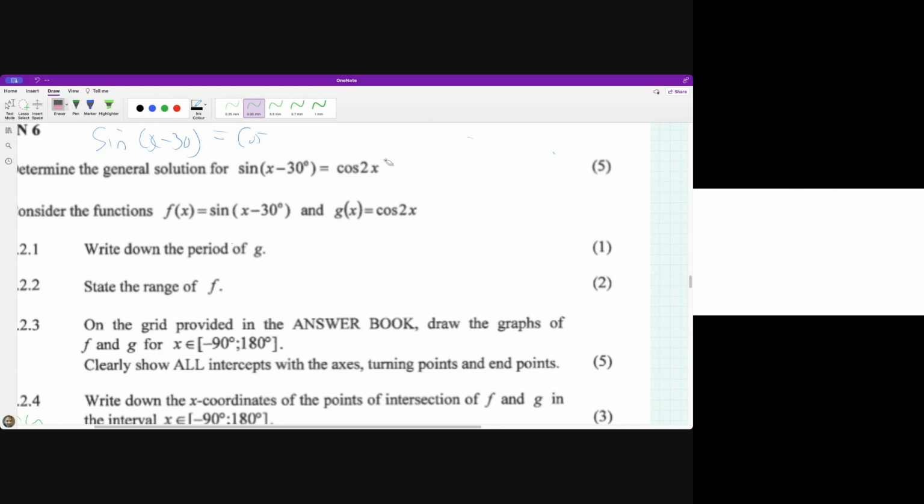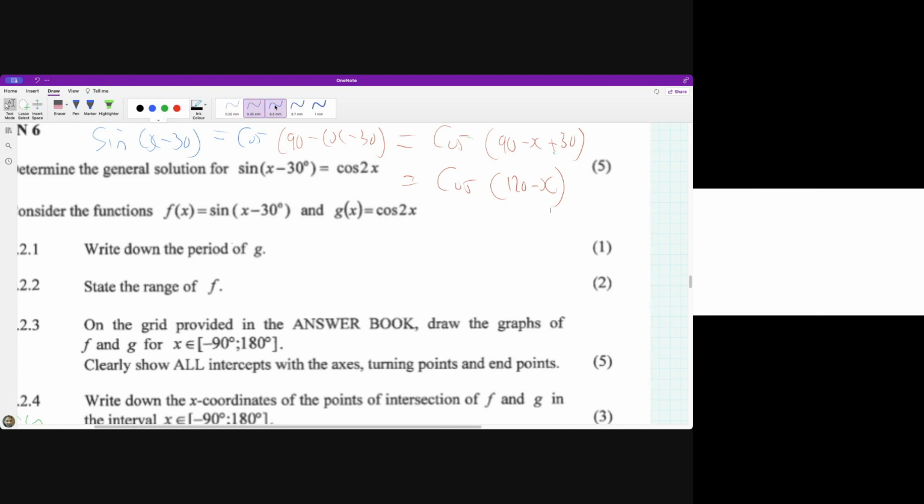So we are going to change the sine of x minus 30 to cos. Oh, I know what we're going to do. We're just going to go 90 minus (x minus 30), because that was the angle there, which is now the cos of 90 minus x plus 30, which is then the same as the cos of 120 minus x. I know, what a mouthful.